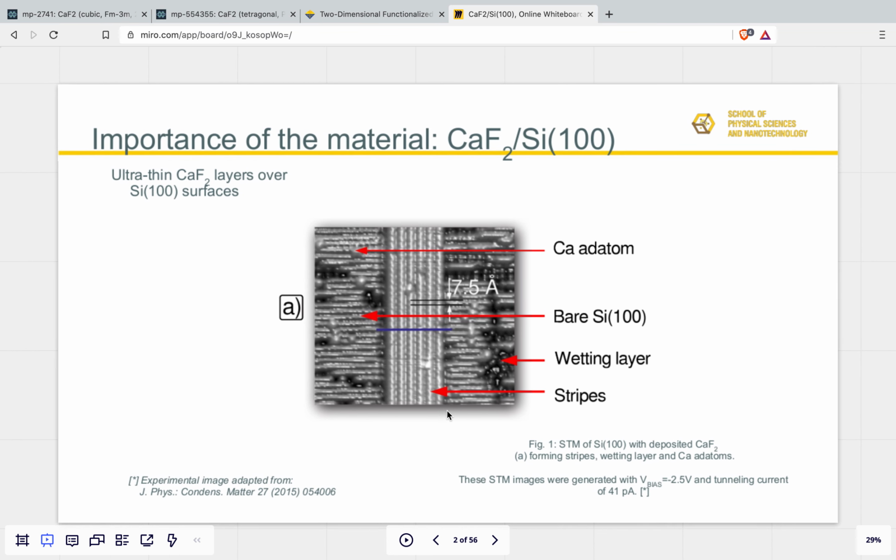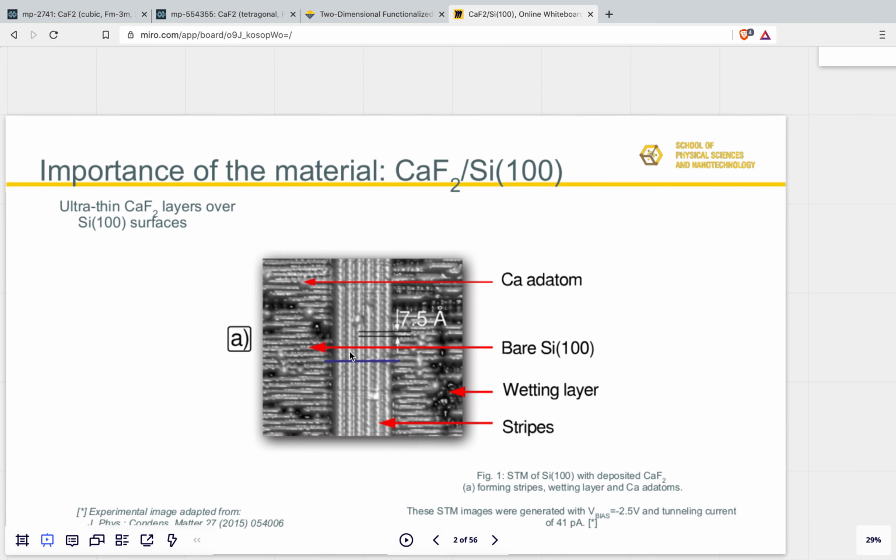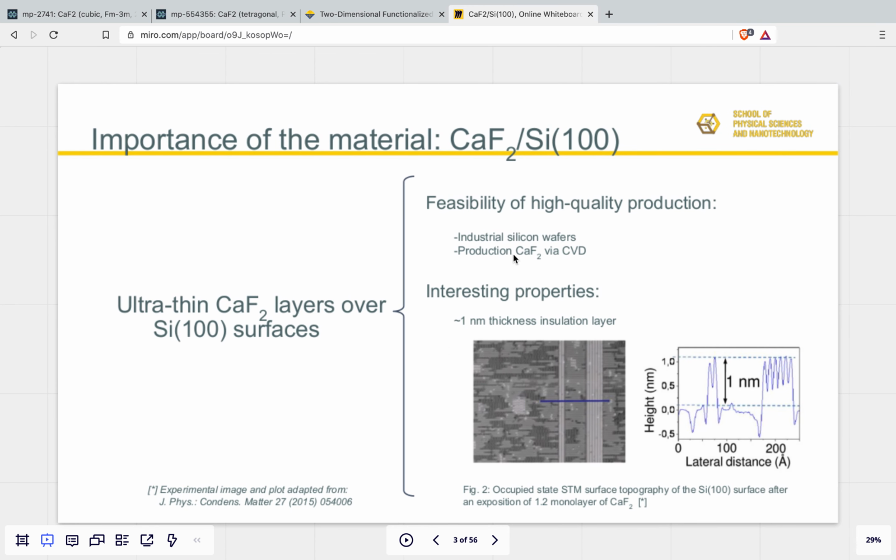At a glance, what stands out about this material is a stripe-like structure that gets formed after a chemical vapor deposition process of calcium difluoride over bare silicon. The current scientific literature points out its potential features. Let us remark its feasibility of high quality production via the chemical vapor deposition process, due to the current maturity of silicon technologies. But let's also remark its interesting properties.